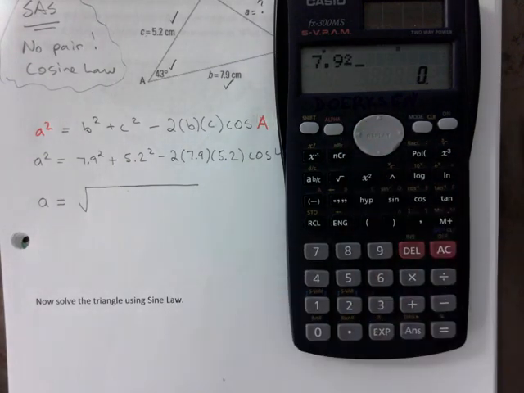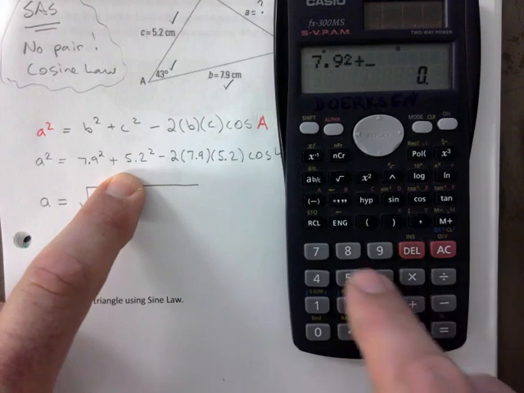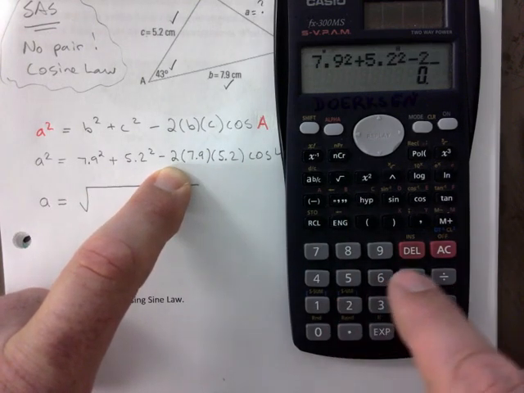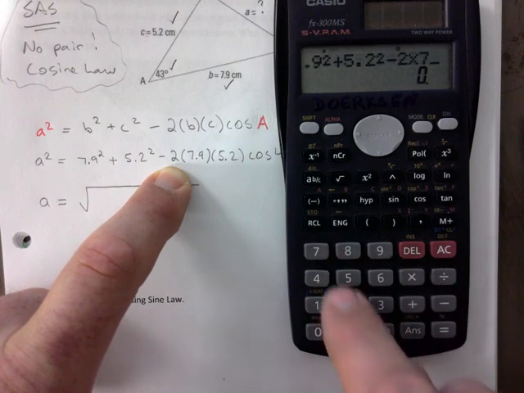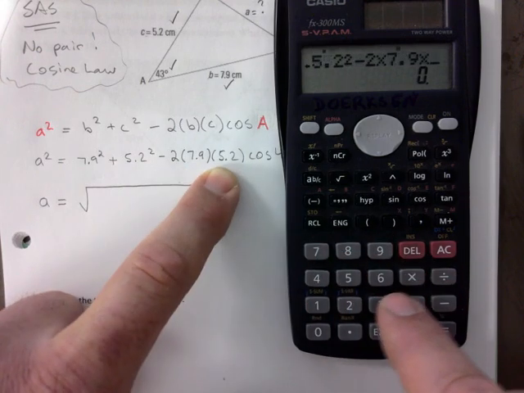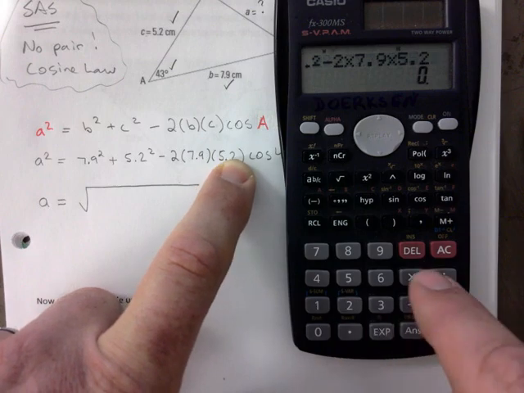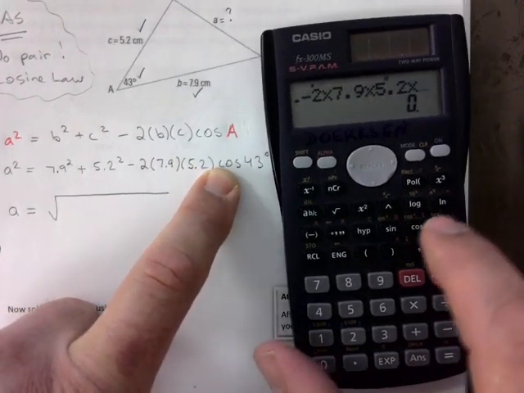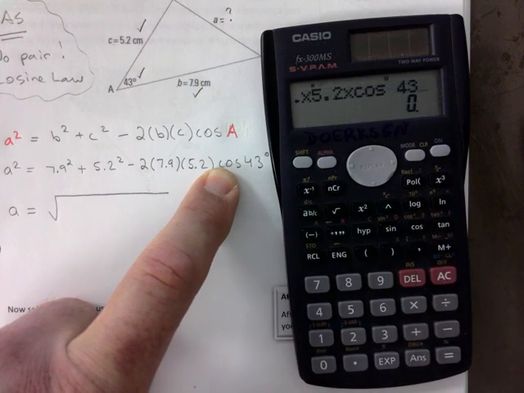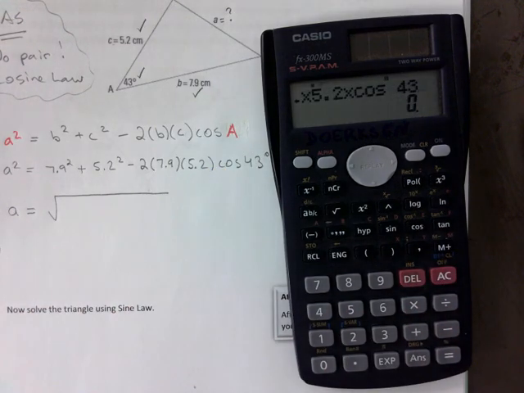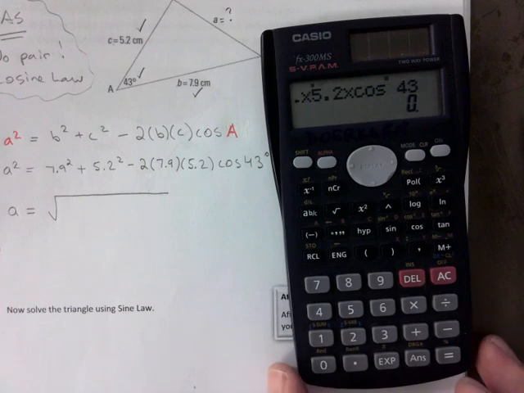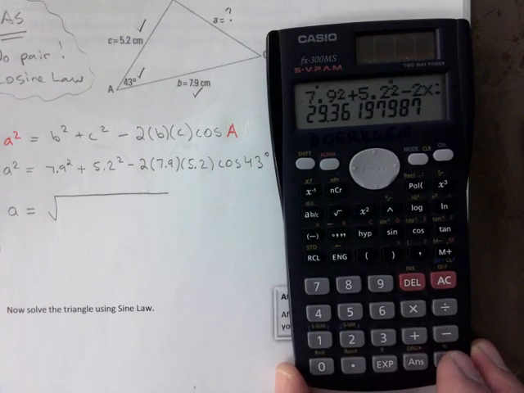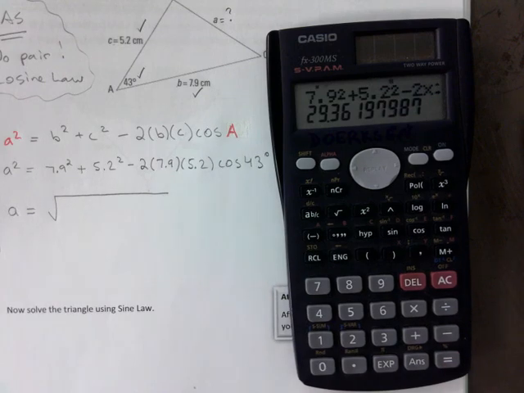So I press the X2 button, plus 5.2 X2 minus 2, watch this, 2 times 7.9 times 5.2 times cosine of 43. I dare you to do the same and get the same answer as I'm going to get. Watch. I'm going to hit equals now. See if you can get that number.